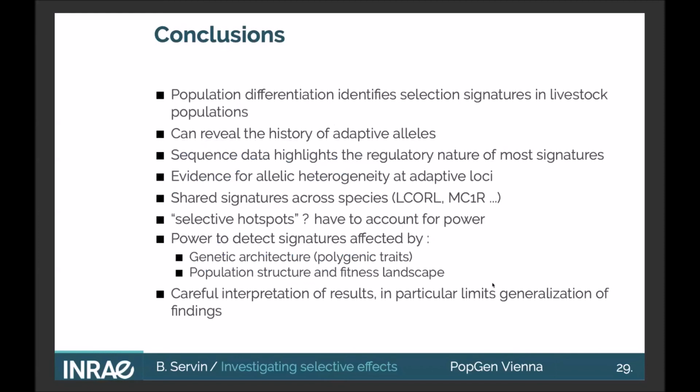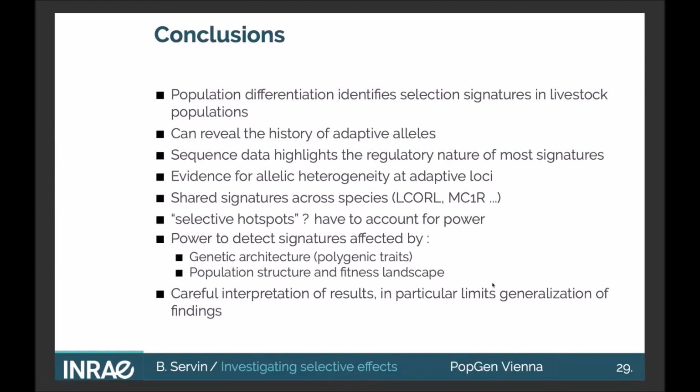This population differentiation approach can identify selection signatures in livestock populations, and looking at them, we can reveal the selective history of adaptive alleles. When we use sequence data, we can see, and this is not the only example where we have this evidence, that most of these signatures fall in regulatory regions of the genome, so we need better annotation of animal genomes. We have strong evidence for allelic heterogeneity at adaptive loci, and also we have shared loci across species.